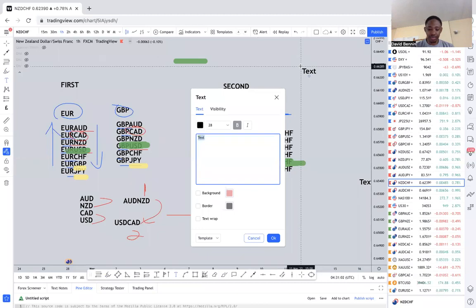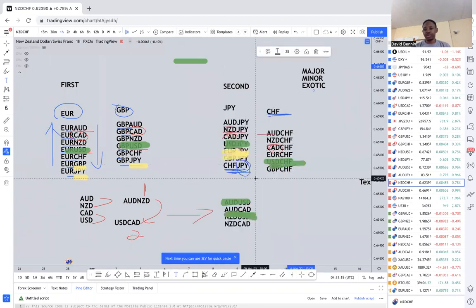So we have the major, minor, and exotic. So I hope this makes sense.